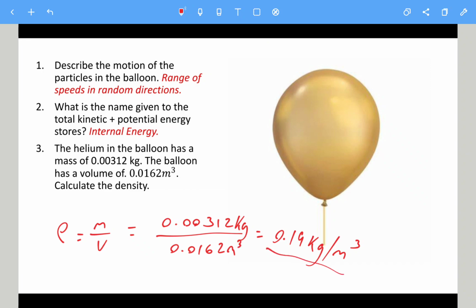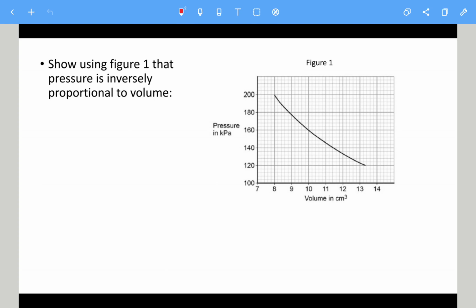Hope that went okay. The next question is a little bit challenging, I think. Let's have a look at it. So if you fancy a challenge and want to answer this without any tips, I want you to pause the video now. And then I'm going to show you a tip. It says, show using figure 1 that pressure is inversely proportional to volume. What you need to remember from the previous lesson is that pressure times volume is equal to a constant. So that's the tip. And then I'm going to go for the answer.